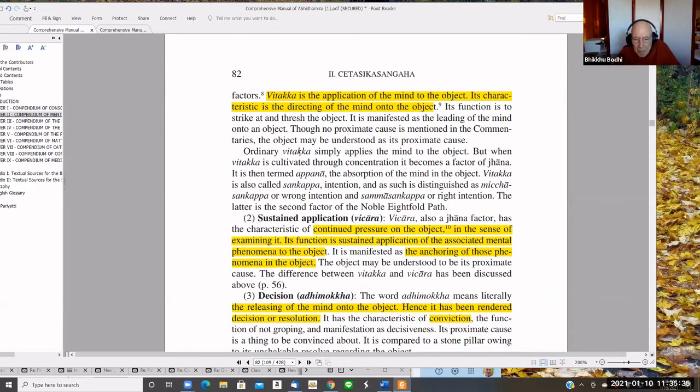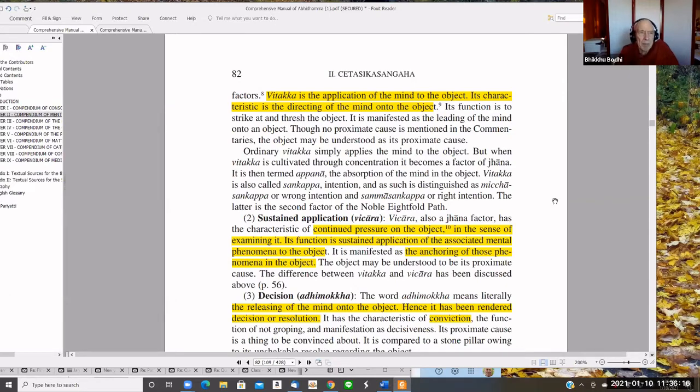And then vitakka comes to play an important role in developing the jhanas, vitakka together with vicara, because in order to keep the mind focused on an object with the aim of attaining the jhana, what one has to do is repeatedly bring the mind back again and again to the object. That act of bringing the mind back to the object and applying the mind to the object is the work of vitakka.